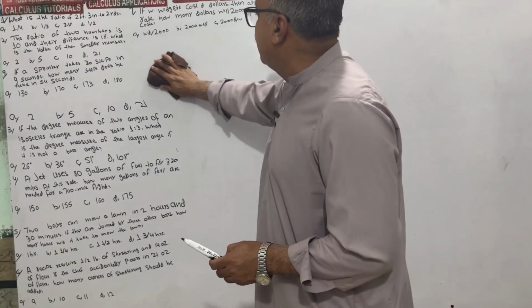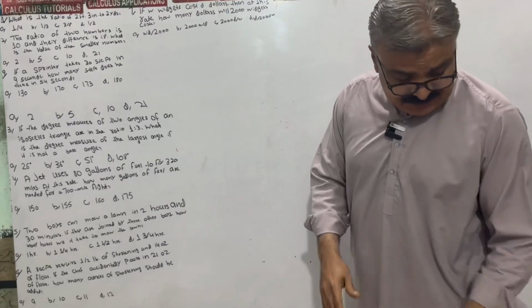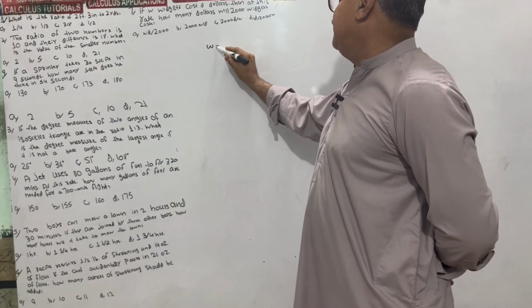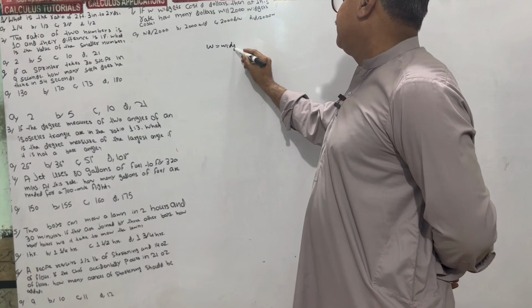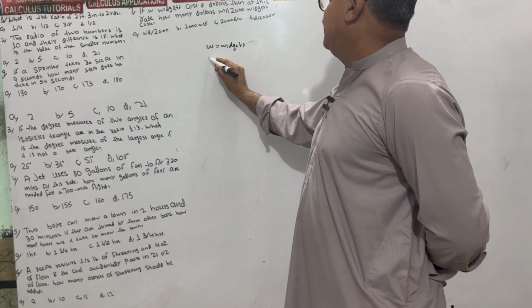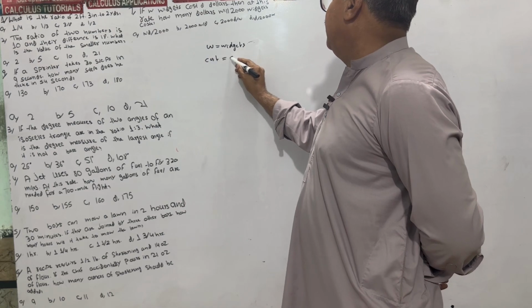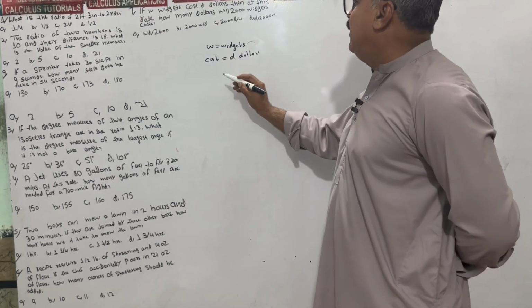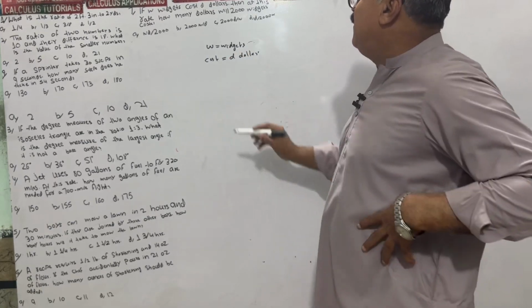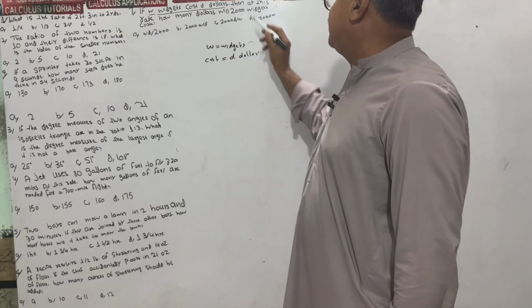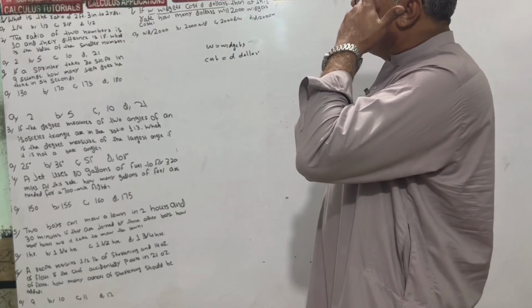Calculation based on, let us look at this. If W widgets cost D dollars, how many widgets? W widgets cost D dollars. We have been given that W widgets cost D dollars.